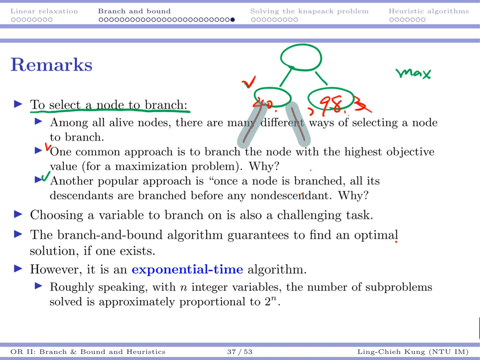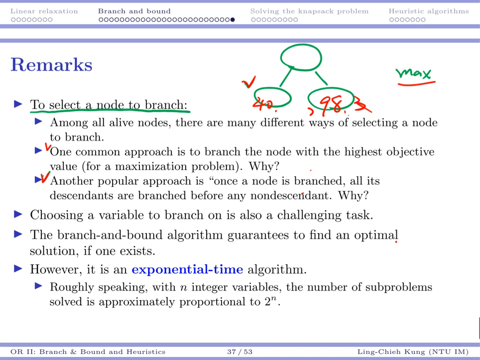So if that's the case, then it will be easier for us to get an upper bound, I mean the lower bound for a maximization problem. It's easier to get a feasible solution that helps us cut some branches instead of solving all these nodes. So that's the reason behind the second approach.